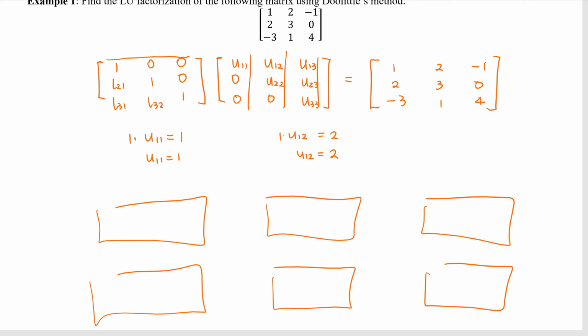Okay, let's continue. First row times third column. 1 times u13 equals minus 1. So u13 equals minus 1. So with each equation, we should be able to solve for one unknown. Okay? And then for this spot, we use the second row times the first column.